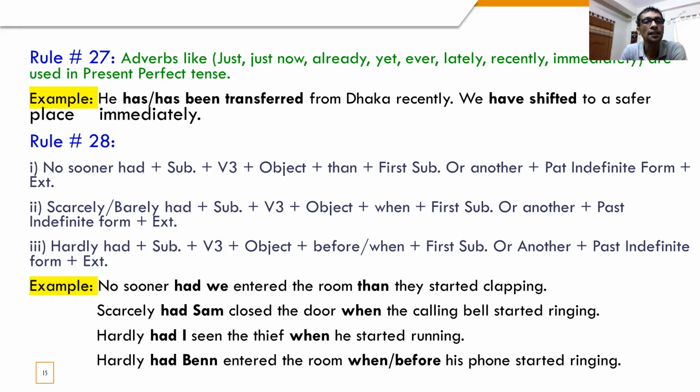Rule 28. No sooner had plus subject plus B3. B3 means past participle of the main verb, then object, then than, first object or another, then past indefinite form, and then extension. It's actually a long structure, but don't look at the structure. I want you to learn the sentence. You don't need to memorize or learn the structures. Structures will automatically be created in your mind. So look at the examples.